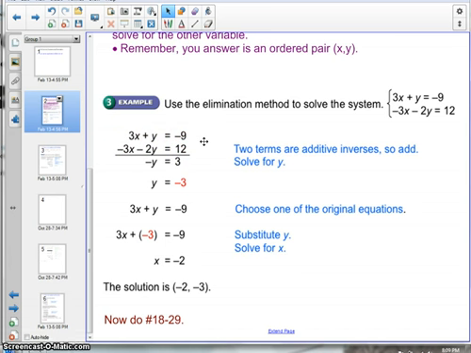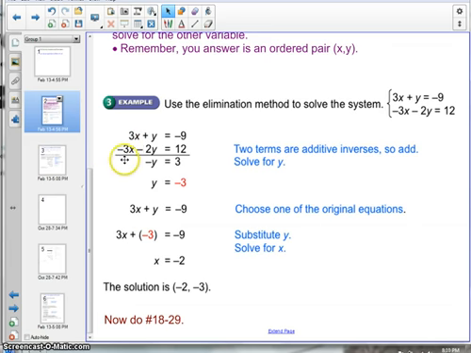Now we want to look at our terms, and we see that our x's here have coefficients that are very similar. They both have a coefficient of 3. This first one has a positive coefficient of 3. This one has a negative 3 for its coefficient. And we know, which we've talked about before, that these are additive inverses, meaning that they add up to 0. So we want to add these two so that we can eliminate our x's. So we're going to add the two equations together.